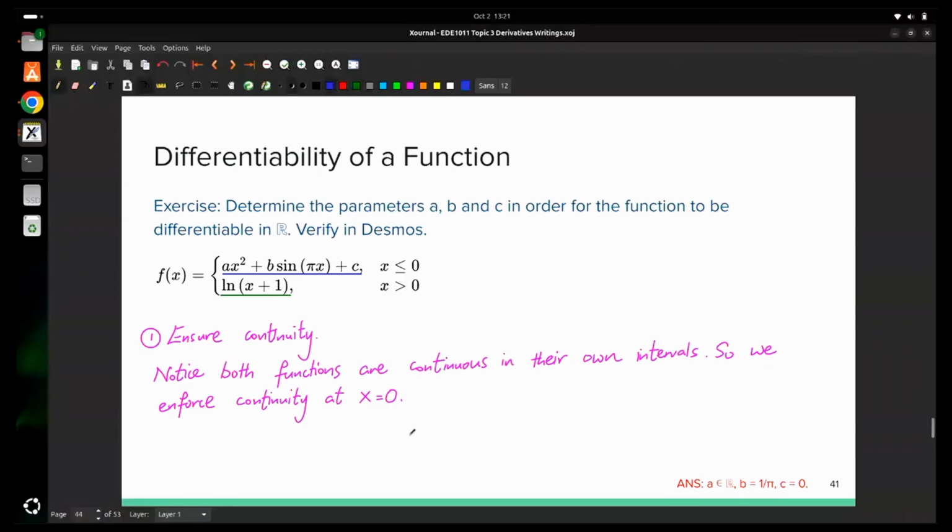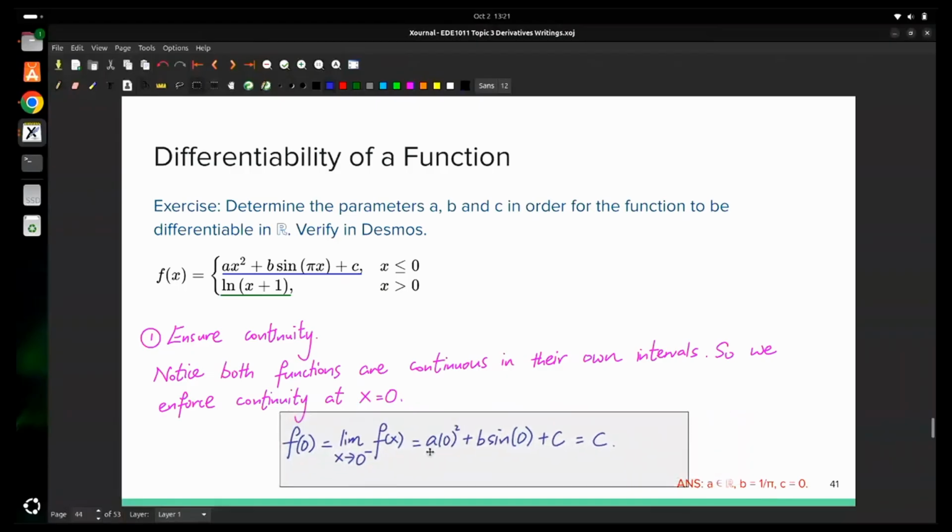Okay, so which means that the f of 0 must be equal to the limit as x approach 0 minus on f of x, right? So this guy is really just the blue function. So it's a times 0 square plus b sine pi times 0, which is 0, plus c. So the end result is just c. Is that right? Okay. But this guy got to be equivalent to the limit from the right.